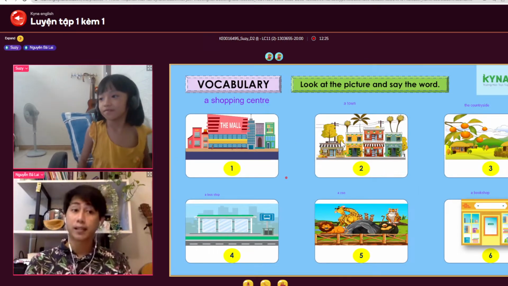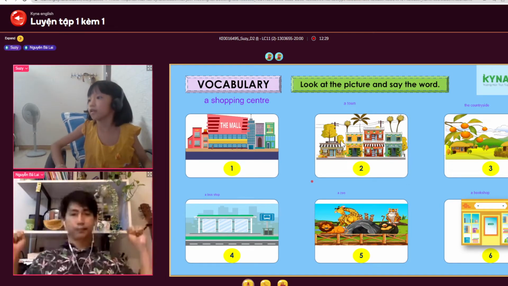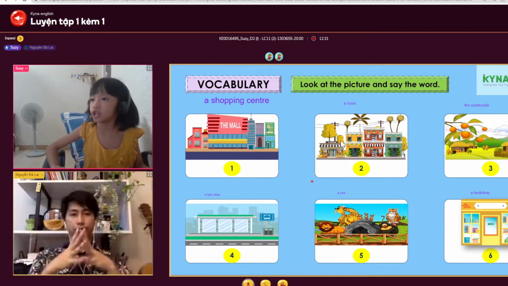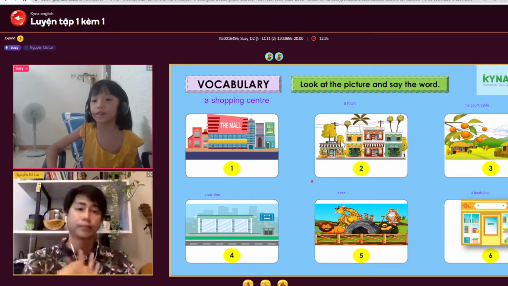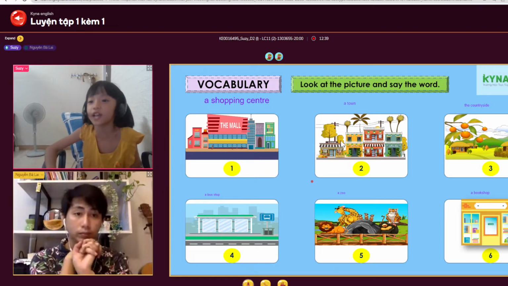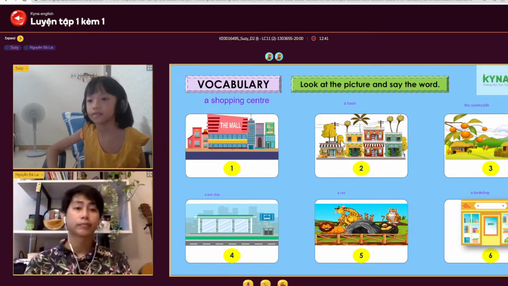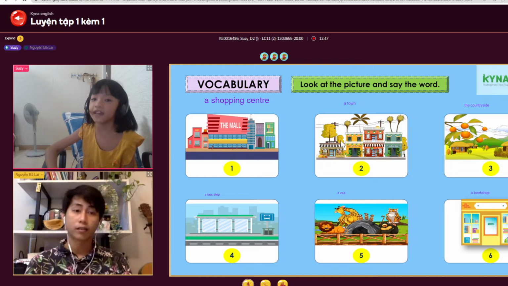We have many places here. Which one is your favorite place? My favorite place is the shopping center. Why? Because I like shopping. Because I can shop all day. My mother doesn't like shopping. She likes staying at home and doing her homework.